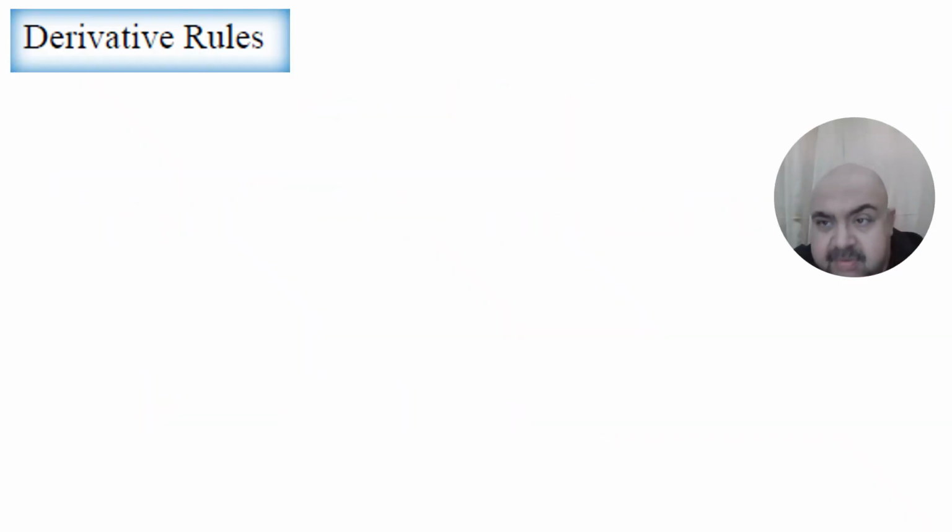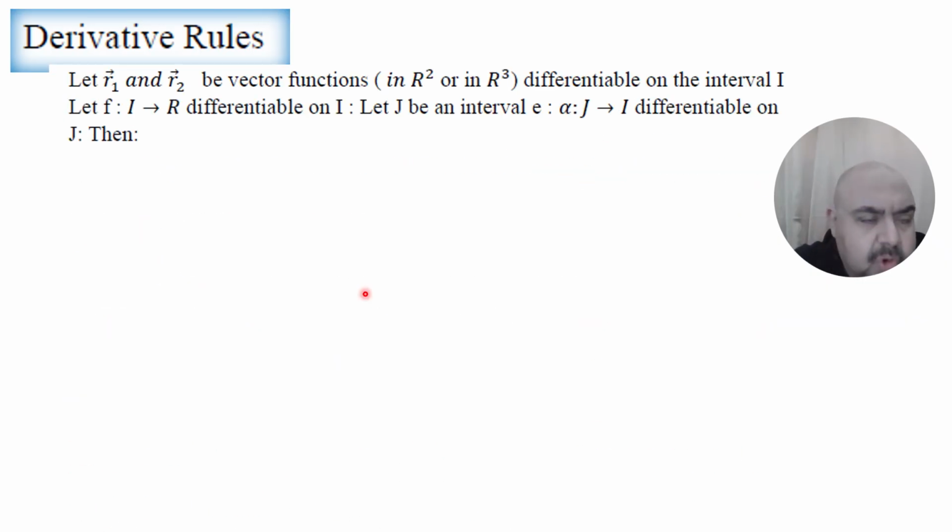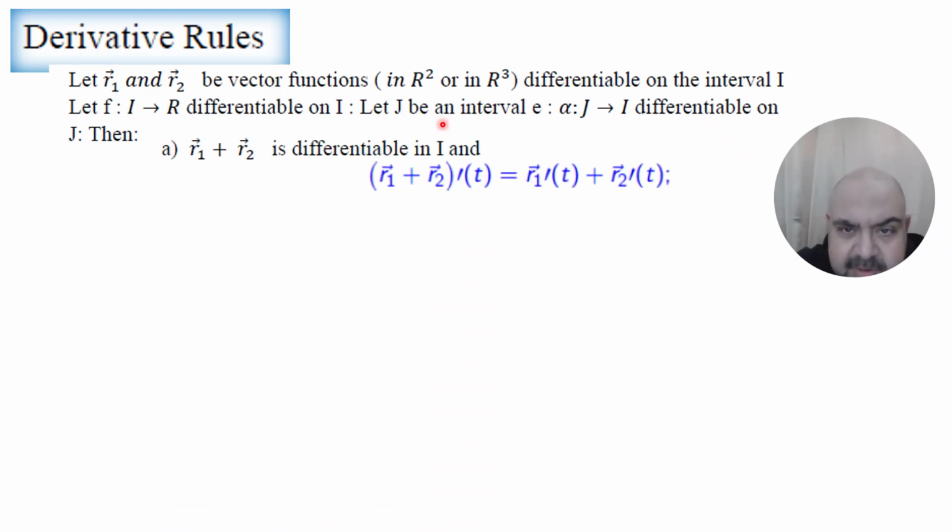Once more, the derivative of a vector function is a vector function. Derivative rules all apply, along with the multiplication rules. Let R1 and R2 be vector functions in R2, or in R3, it's the same discussion, differentiable on the interval I, and let f be a function from I into R, differentiable on I. This means the derivative can be distributed over addition.